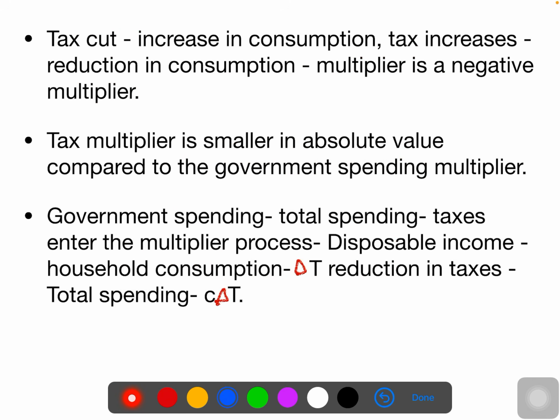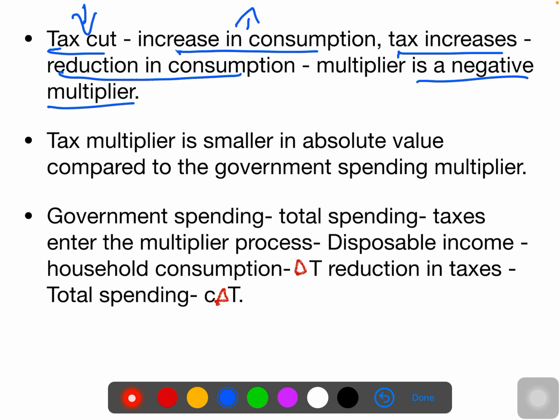A tax cut will cause an increase in consumption. Tax cut means consumption is going to increase. A tax increase means consumption is going to decrease. This way, the tax multiplier is a negative multiplier. What is the meaning of a negative multiplier? That both the variables are moving in the opposite direction. See here, tax is decreasing, consumption is increasing. In the other case, tax is increasing, consumption is decreasing. So tax and consumption both move in opposite directions.